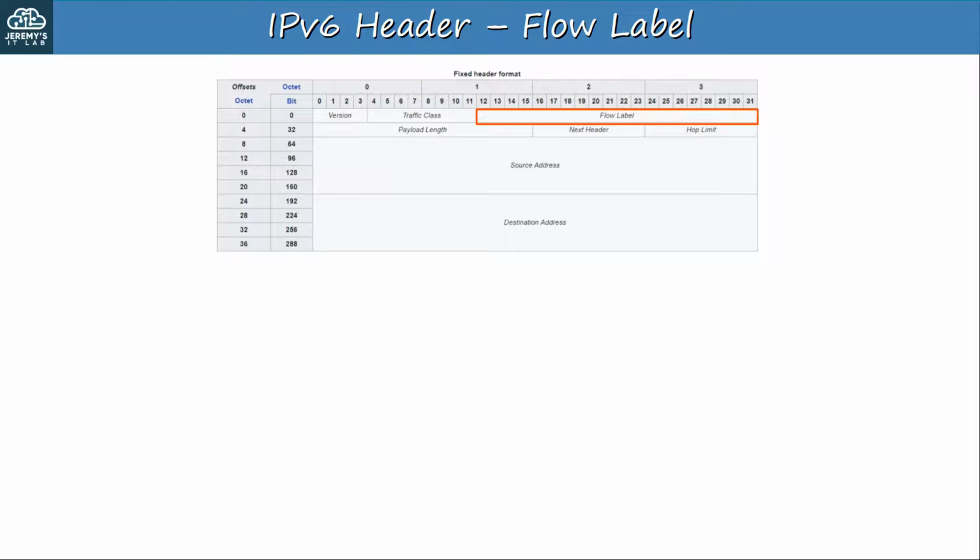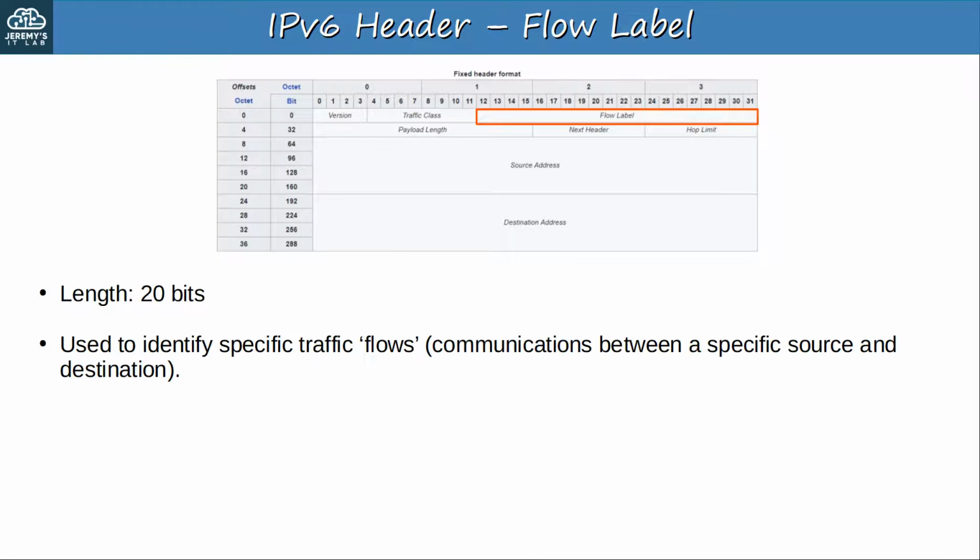Next up is the flow label field. It's 20 bits in length. It's used to identify specific traffic flows, which are communications between a specific source and destination, like the interaction between a server and a client downloading a file. I briefly talked about flows in the TCP/UDP video. Okay, that's all for this field.